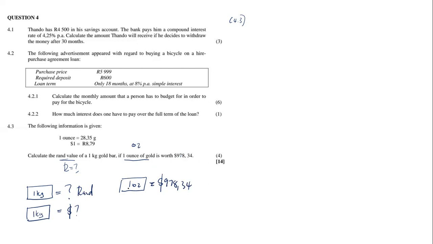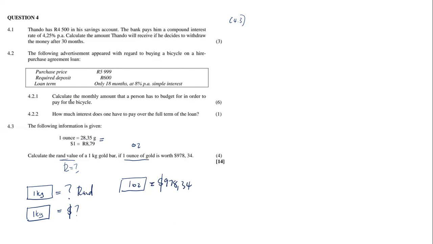That means I need to know 1 ounce is equal to how many kgs. Because in fact, I want to know how 1 kg relates to ounces. Guys, it's a long chain, so please be careful, and make sure you stop me if you do not understand. They say 1 ounce is equal to 28.35 grams, not kg. That means we need to convert these grams into kg. How? We're going to divide by 1,000.